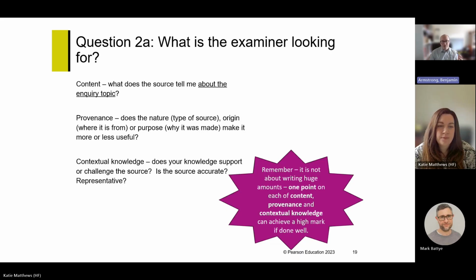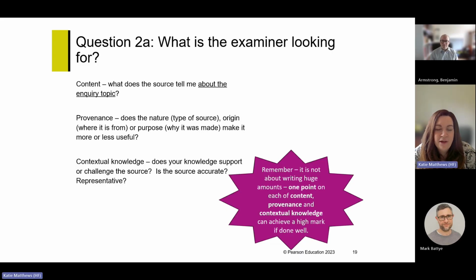Now, what's really important is that you cover all three of those points in your answer. So you need to have a point about the content. What is the source telling you that's useful or not useful? What is the provenance suggesting about how useful it is? And how does your contextual knowledge affect the usefulness? It's better to include one point about all of those three details than write lots and lots on just one of them and ignore the others. It's impossible to get a top level mark unless you've included all three of those aspects.